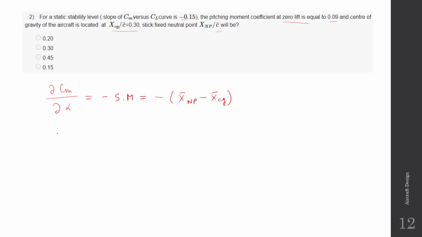So this value is minus 0.15. So this is equal to minus (x bar np minus x bar cg). X bar cg is given as 0.3. So 0.15 is equal to x bar np minus 0.3. Therefore x bar np will be 0.45. So this is the answer.